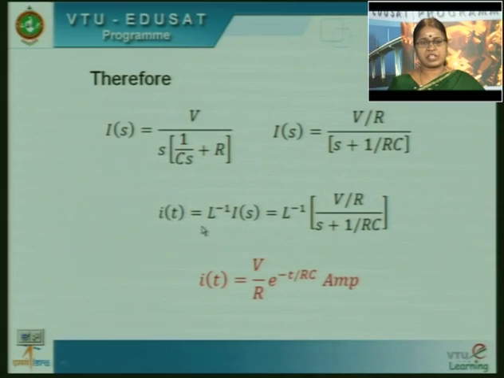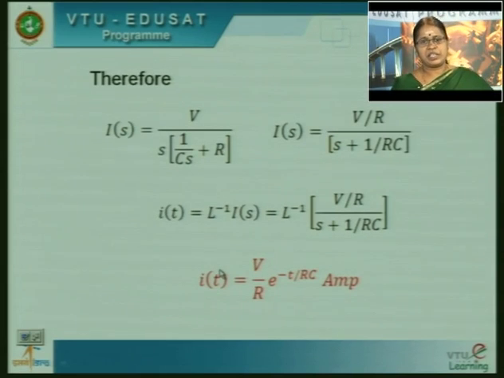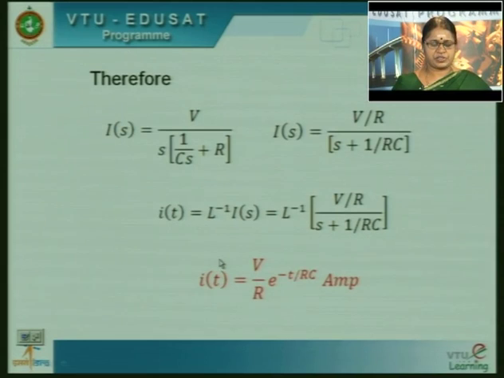So, the complete solution for current I of t for time t greater than 0 is given by I of t is equal to V by R e power minus t by RC. So, this is the expression for current flowing through a simple RC series network excited by a DC source, where we assume that the capacitor is uncharged.